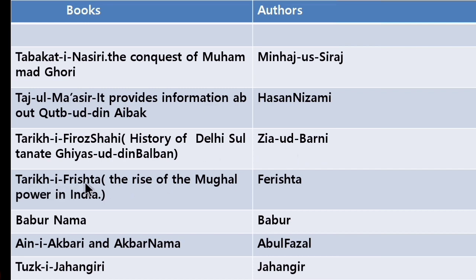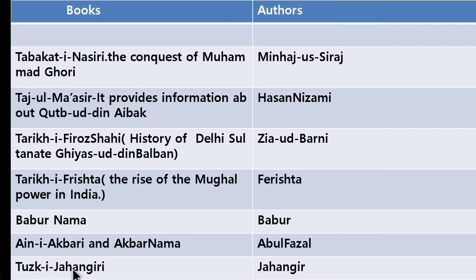Next is Tarikh-i-Firishta. It provides detail about the rise of Mughal power in India. It was written by Firishta. Then Babur-Nama. Babur-Nama is an autobiography written by Babur. It contains all the life history and all the achievements, the wars fought by Babur. So next is Ain-i-Akbari or Akbar-Nama. It provides the biography of Akbar. It was written by Abul Fazl.